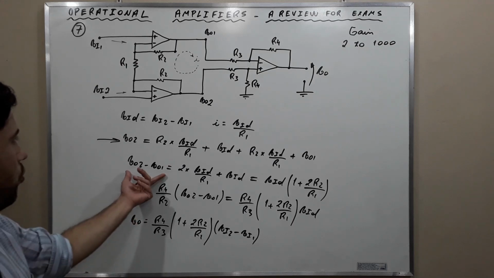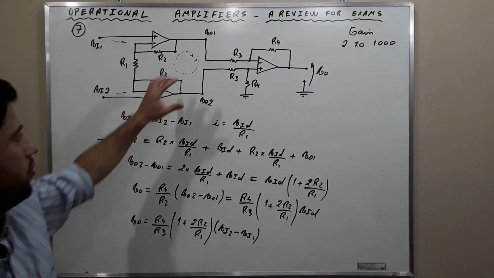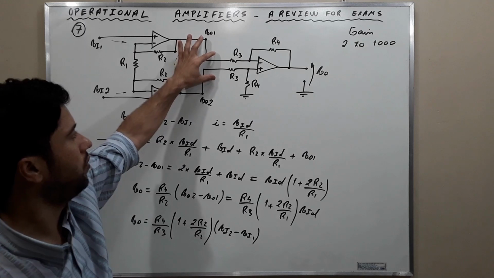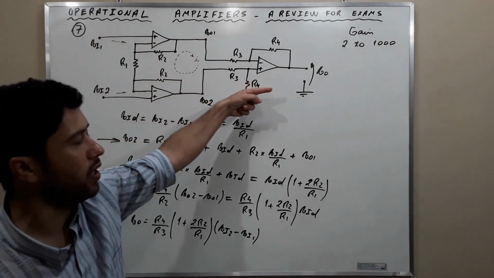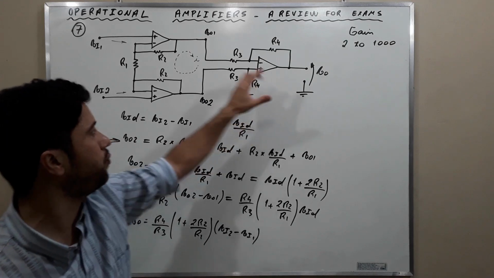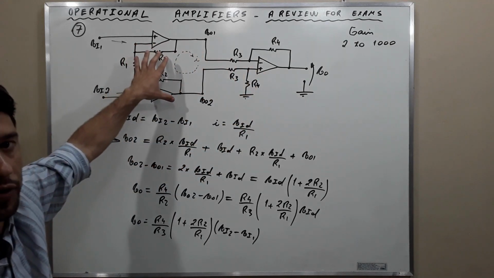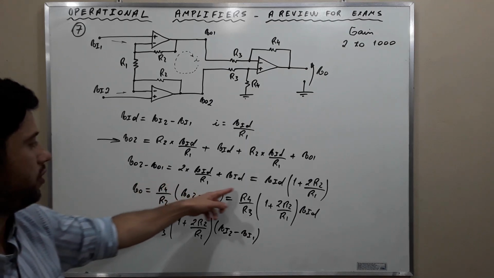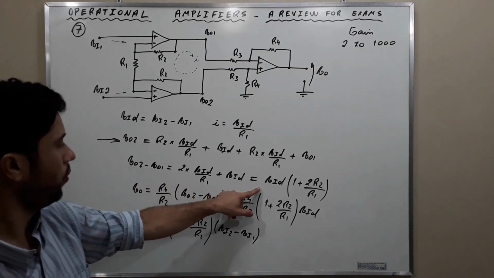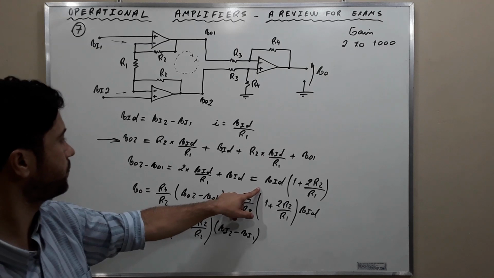And VO2 minus VO1 is the output signal of this stage here. It is going to be the input signal of the second stage, but it is the output signal of the first stage. VO2 minus VO1 is this. Okay? We have understood this.